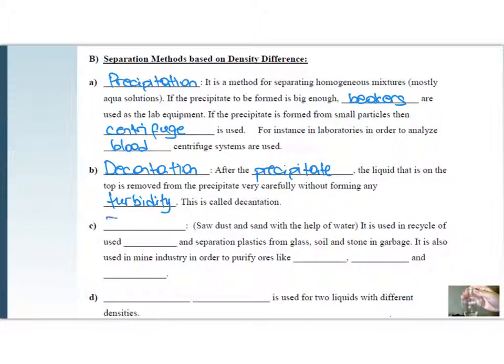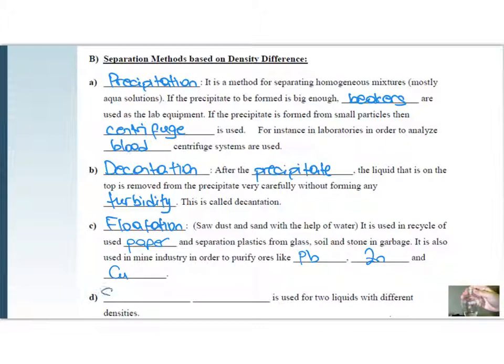And we have flotation. We use it to separate, for example, sawdust and sand with the help of water. You put water into them, and the sawdust floats and the sand sinks. This is an example of flotation. It is used in the recycling of used paper and separation of plastics from glass, soil, stone, and garbage. It is also used in the mining industry in order to purify ores like lead, zinc, and copper.